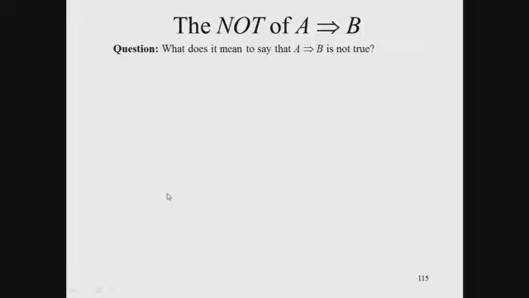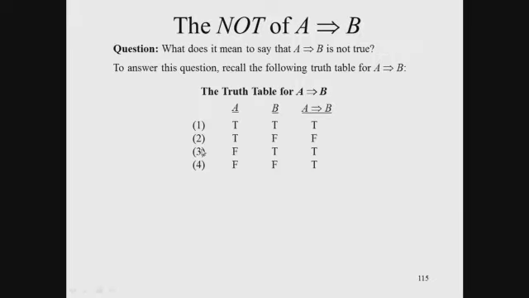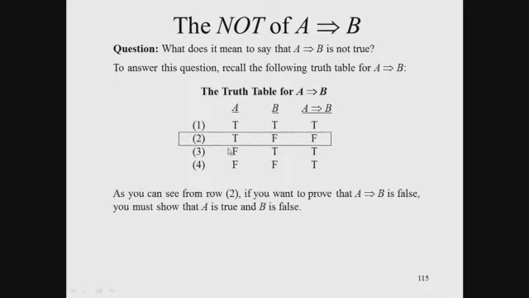When A is true and B is false. That is correct. From the truth table, the statement A implies B is true in all cases except when A is true and B is false. If you want to prove that the statement A implies B is false, then from row 2, what you need to show is that A is true and B is false.